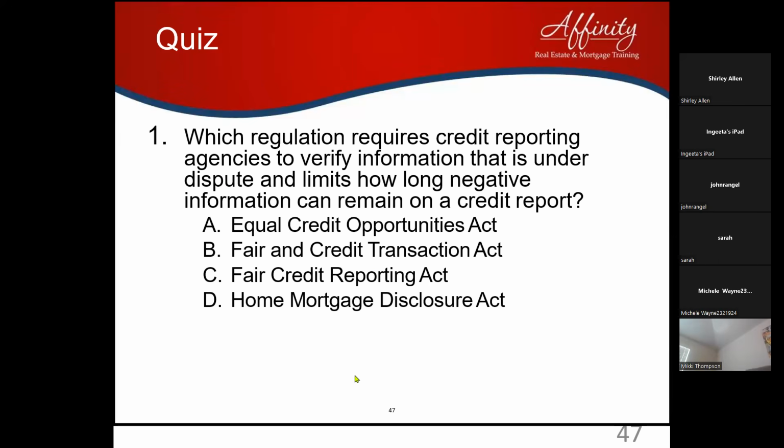FACTA, Fair and Accurate Credit Transactions Act, deals with identity theft and how people can put stuff on your credit and try to steal your identity. It also has to do with how to properly dispose of disclosures by burning or shredding them when you're done. So they sound similar, but they're not. Make sure you understand: Fair Credit Reporting Act deals with the credit reporting agencies, and FACTA deals with identity theft and how to dispose of disclosures.